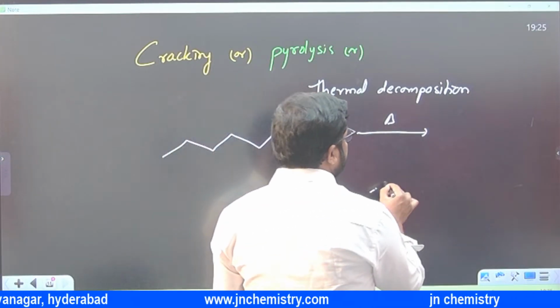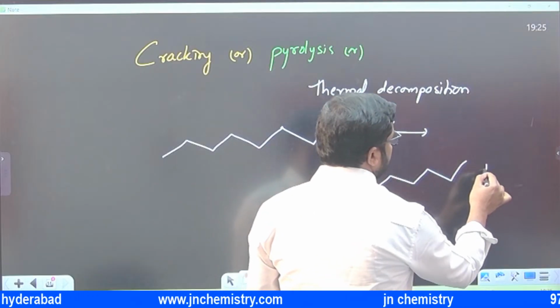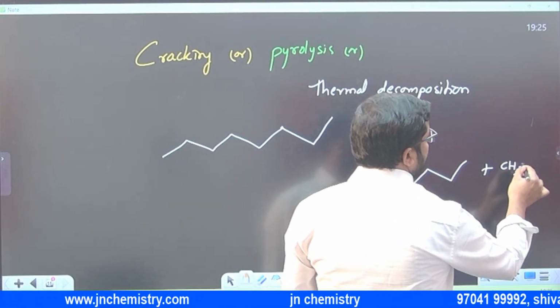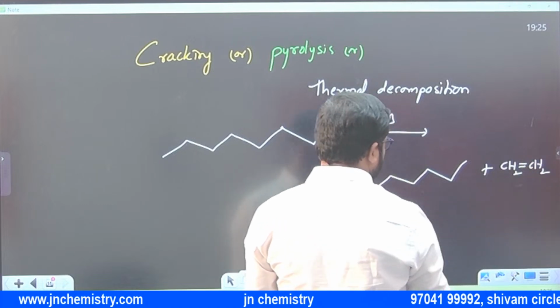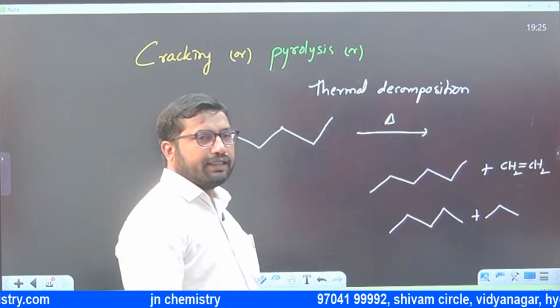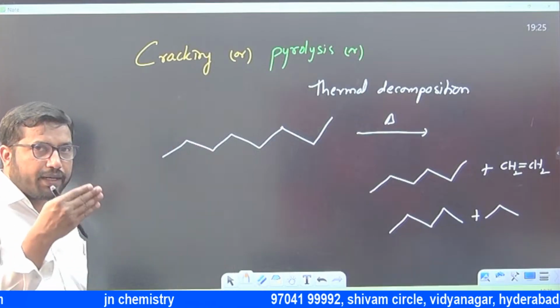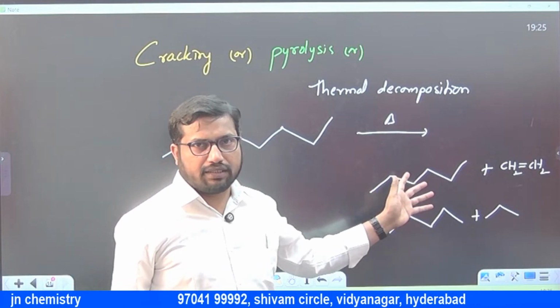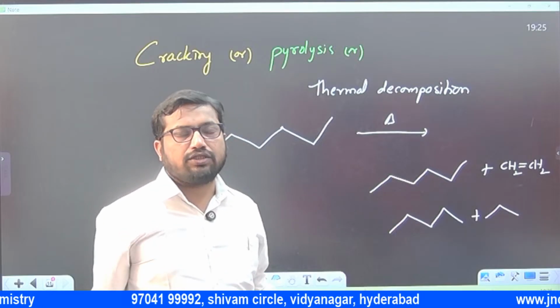Either it could be hexane, 1, 2, 3, 4, 5, 6, plus ethene, plus hydrogen, like that. Or pentane, plus propane, any possibilities are there. Lower number of alkanes and alkenes. So generally the products don't matter here, because we don't know which products are forming.